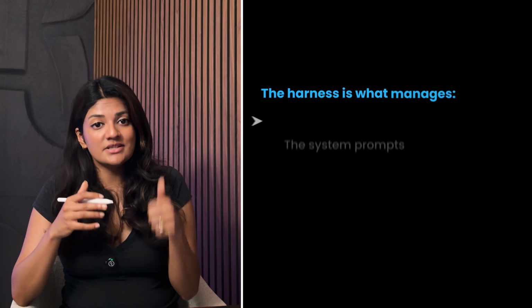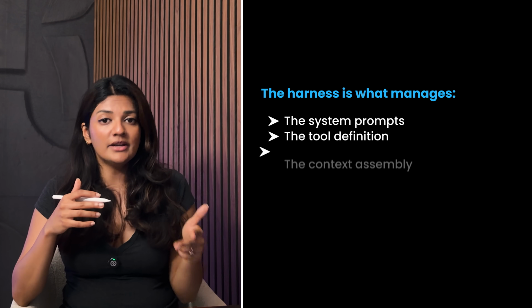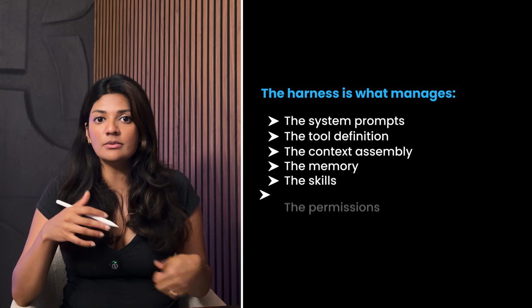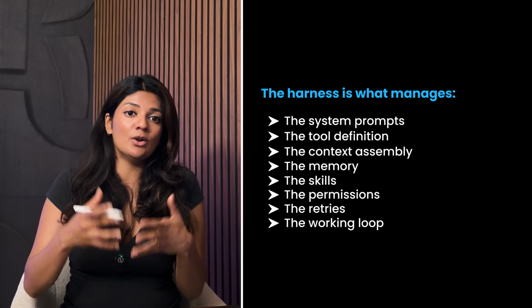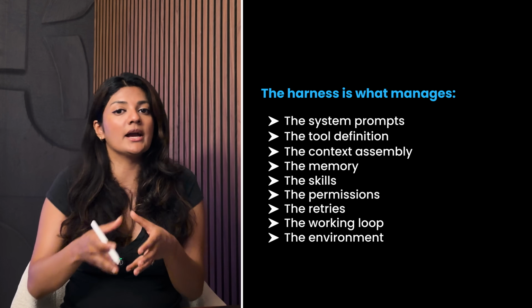Add another agent only when you can explain what separate responsibility it owns and why a deterministic function cannot handle that handoff. Above the framework is the agent harness. This is a layer people often collapse into the model, but it is also where a lot of the actual product behavior lives. The harness is what manages the system prompts, the tool definitions, the context assembly, the memory, skills, permissions, retries, and the working loop, along with the environment in which the agent acts. Two products can use the same exact underlying models and feel completely different because their harnesses are different. Harnesses in simple terms are basically the plumbing or the engineering around the models.